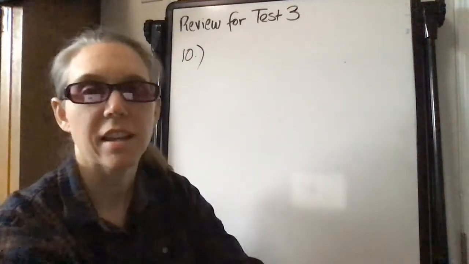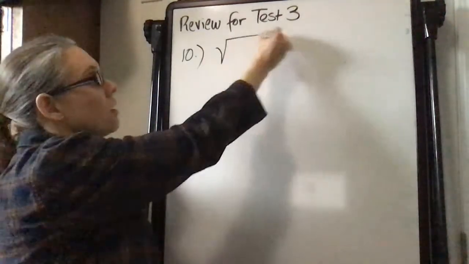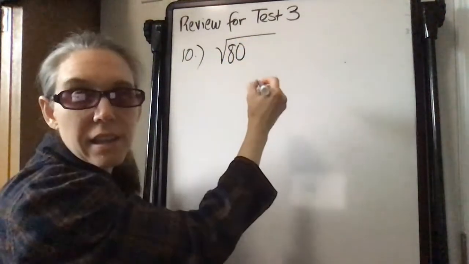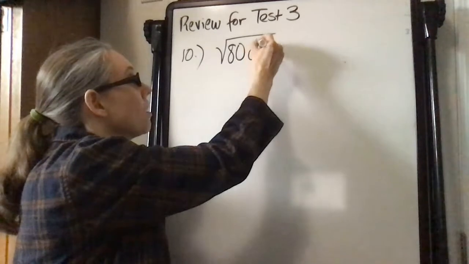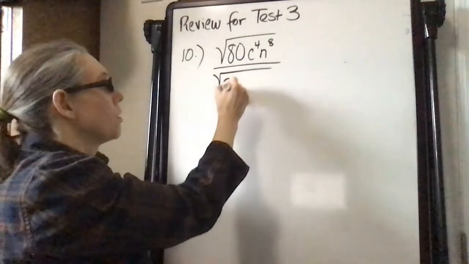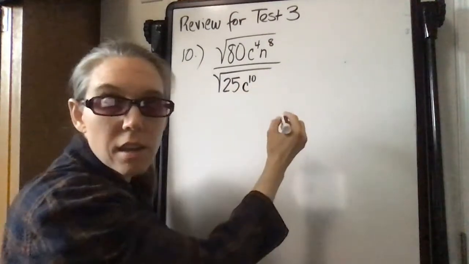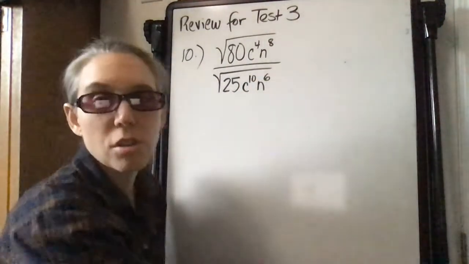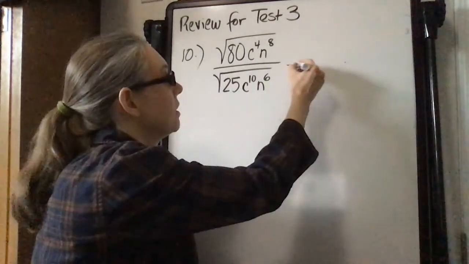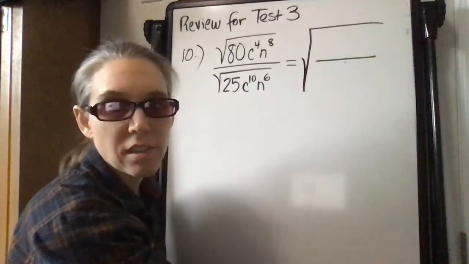Number 10 on the test is the first one where you have to show your work. So in the version of the test that I've pulled up, I have the square root of 80 c to the 4th n to the 8th power divided by the square root of 25 c to the 10th n to the 6th. So let me show you the work that you're going to show. Okay, so you're going to combine these into one radical, and you can reduce the fraction at the same time.